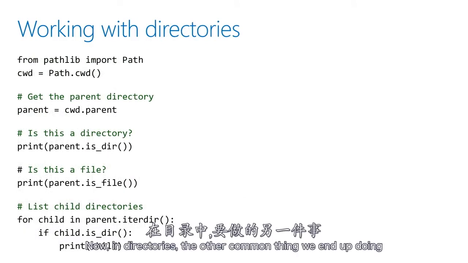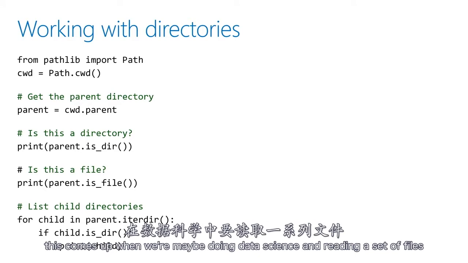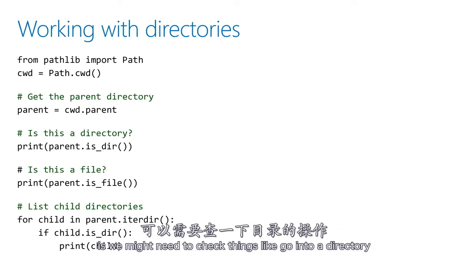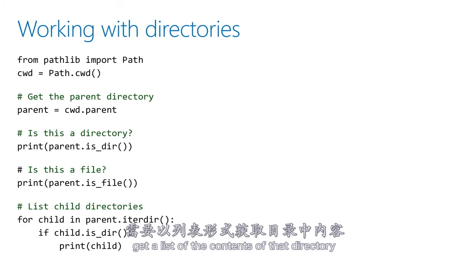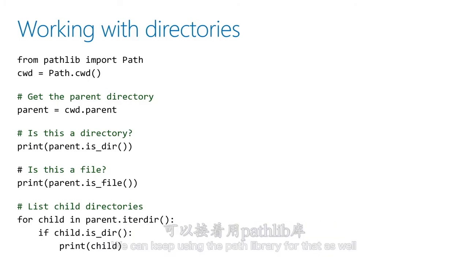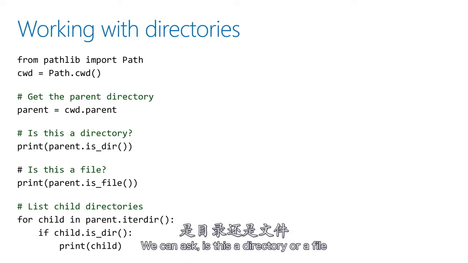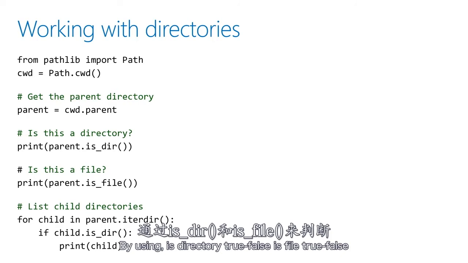Now, in directories, the other common thing we end up doing, this comes up when we're maybe doing data science and reading a set of files or just moving data from one place to another, is we might need to check things like go into a directory, get a list of the contents of that directory, get a list of the files, etc. We can keep using the path library for that as well. We can request the parent directory. We can ask, is this a directory or a file? By using is_dir, true, false, is_file, true, false.